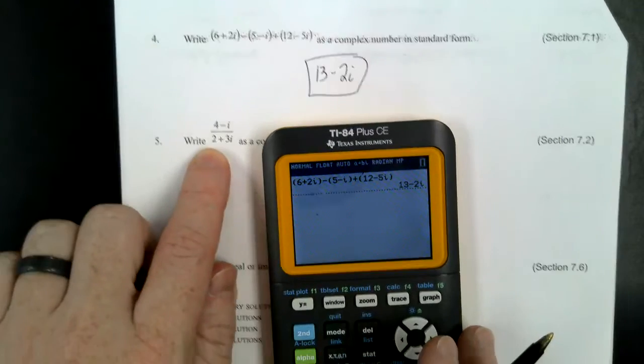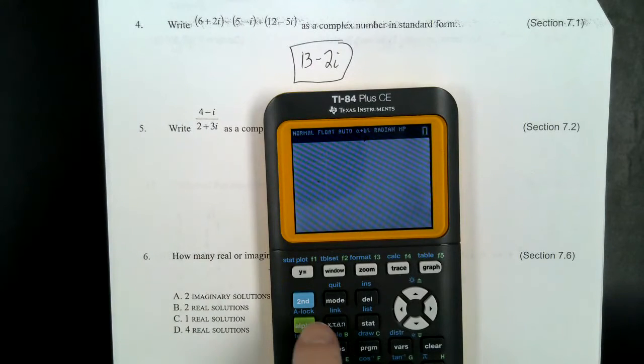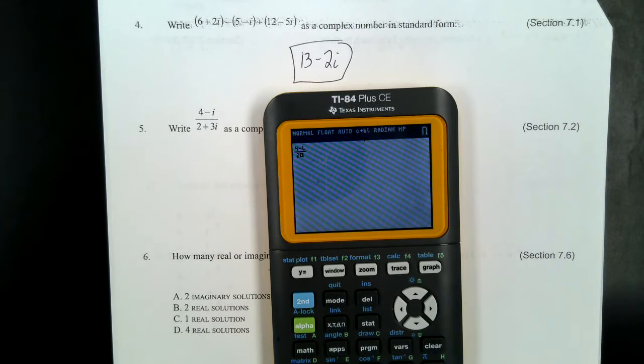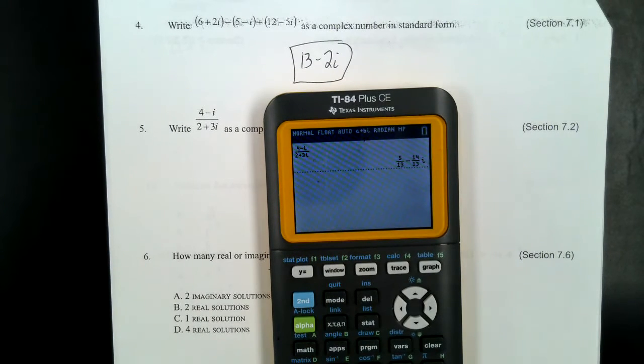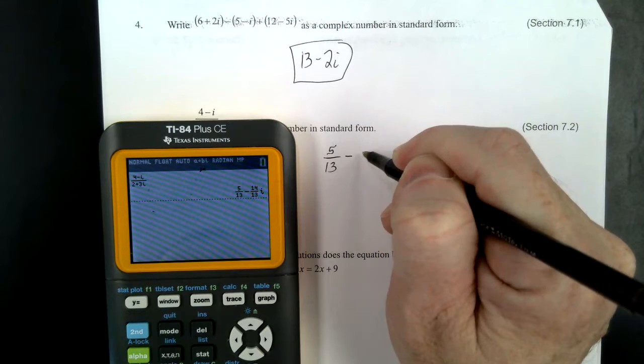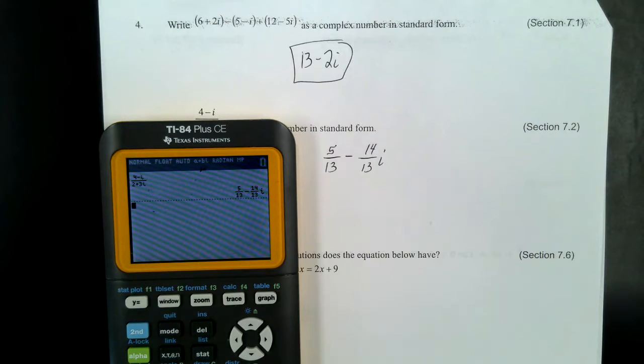Same thing with this one. This is normally one that's very difficult, a lot of work. I'm starting with a fraction, alpha y equals. Type it exactly as it is: 4 minus, there's my I, on top of 2 plus 3I. I just hit enter, and it gives me the answer that is probably multiple choice. So that is 5 over 13 minus 14 over 13I. All in the calculator. No work necessary.